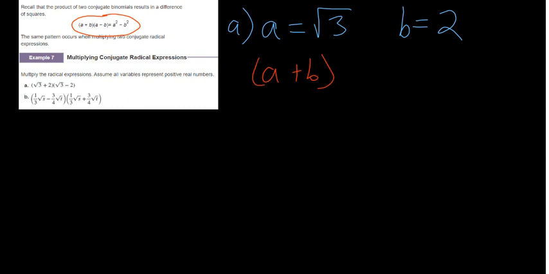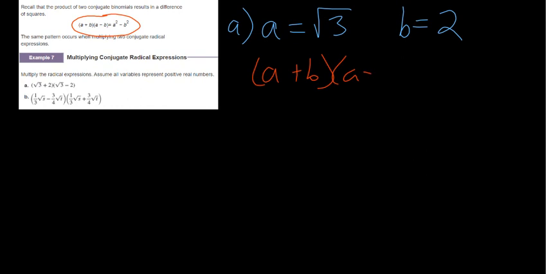What is the a term in A? That's the square root of 3. And what is the b term? That is 2. I say a term and b term because I'm going to follow this formula perfectly. If a is the square root of 3 and b is 2, then sure enough I would have a plus b and a minus b. Hopefully you're following along there.